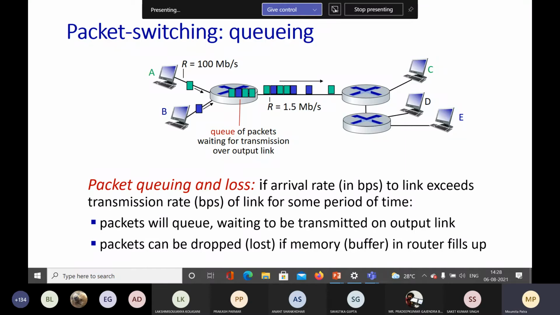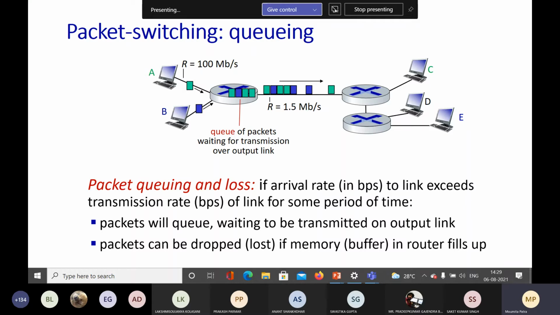But the buffer is hardware, right? It is a physical entity, and therefore it will not be an infinite buffer size. It has a limited buffer size. So when the buffer becomes full, whatever packet comes, there is no space to keep it, so the packets will get dropped. These are the problems that happen when there is a queue in the router.